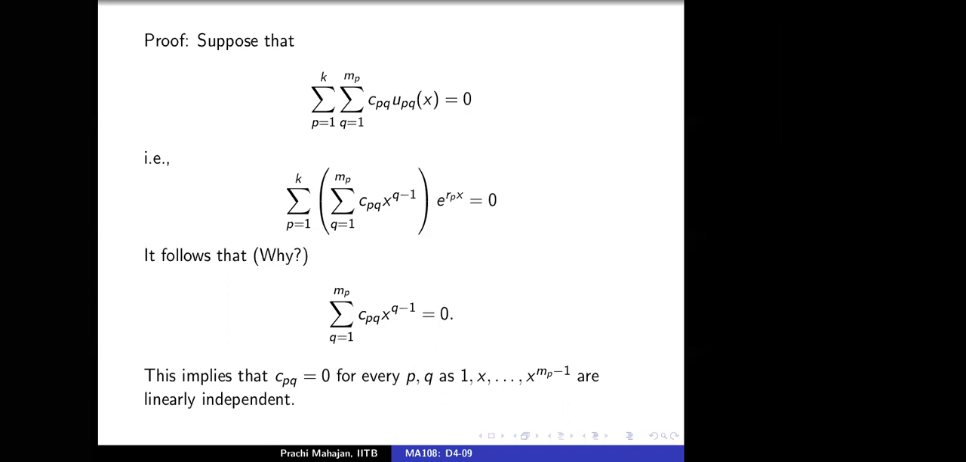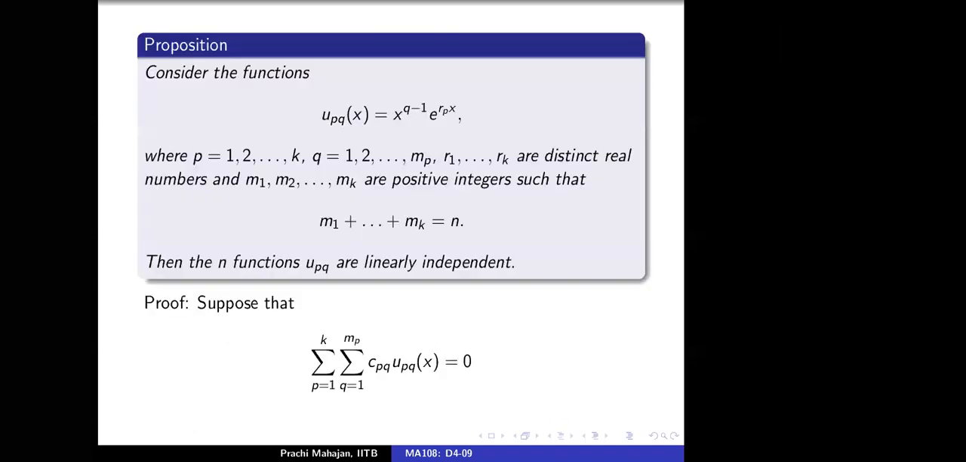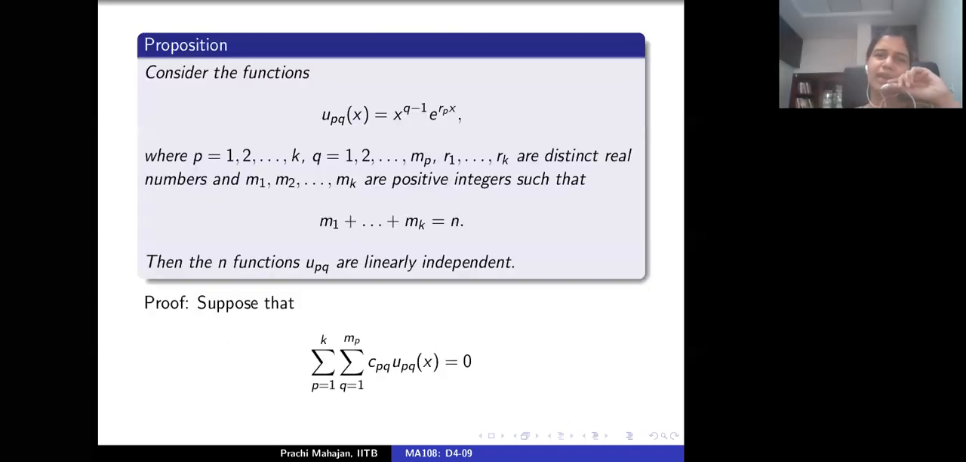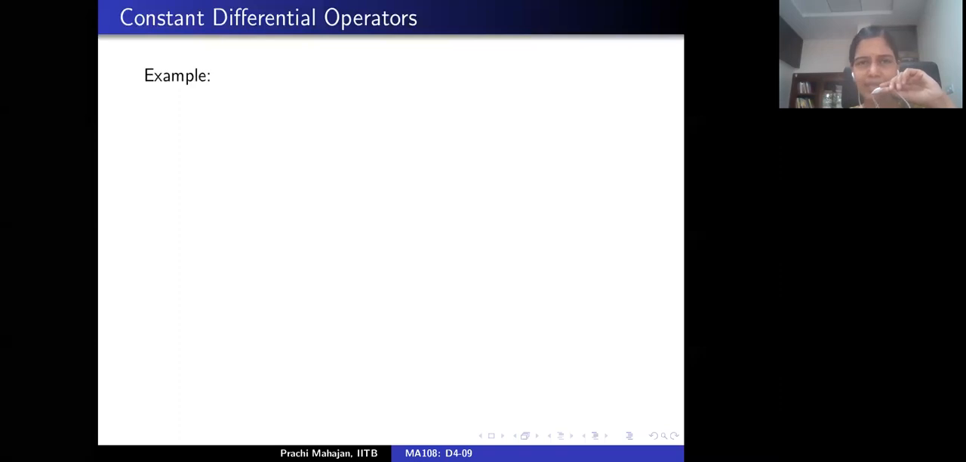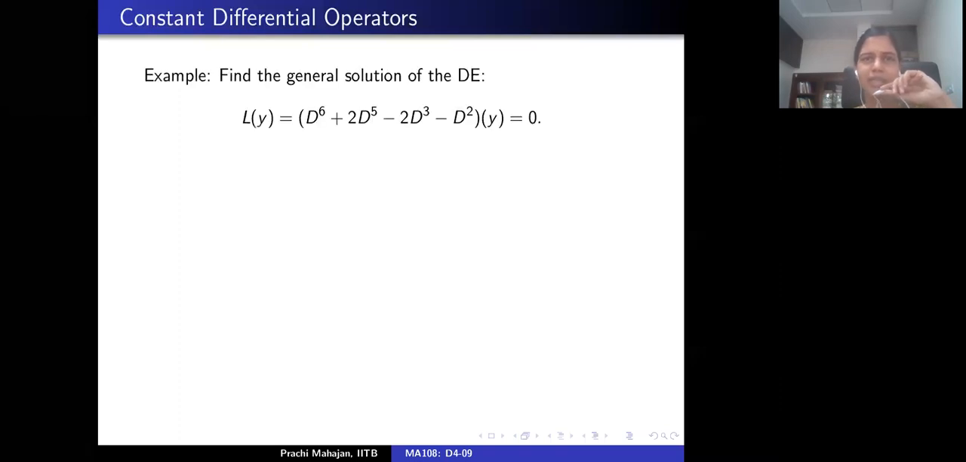So having done this, we have a certain linearly independent set of functions. That's what this proposition says. All right, let's come back to the world of differential equations and solve a differential equation. I have a homogeneous differential equation, (D^6 + 2D^5 - 2D^3 - D^2) applied to y is equal to 0. I have to solve for all y satisfying this differential equation.